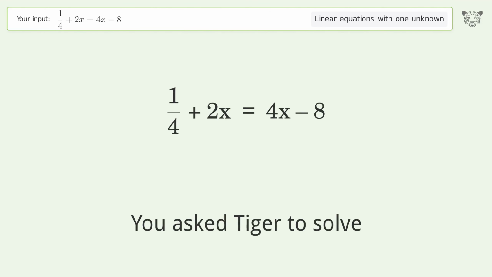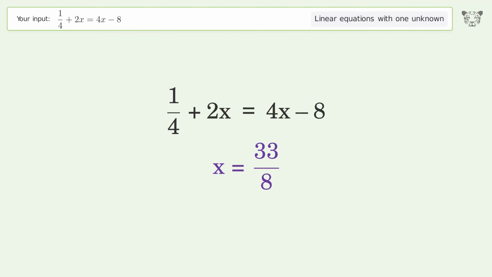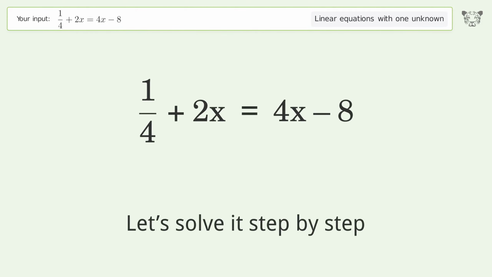You ask Tiger to solve. This deals with linear equations with one unknown. The final result is x equals 33/8. Let's solve it step by step.